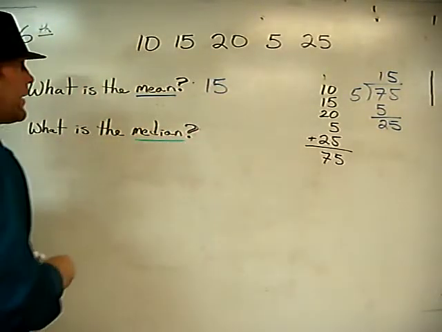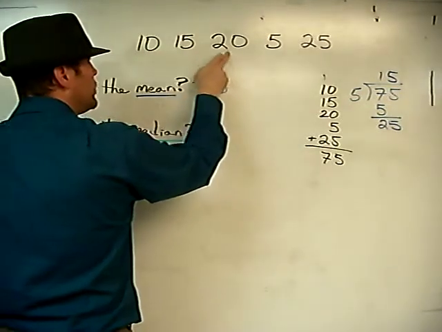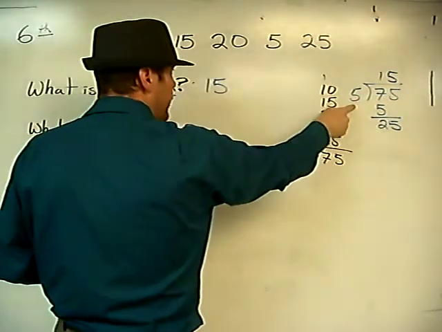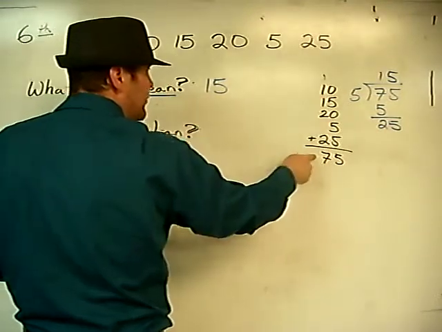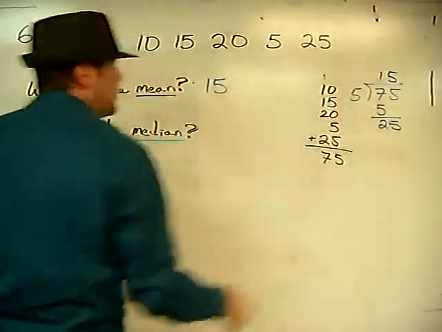Once again, how did we get that? 1, 2, 3, 4, 5 numbers. That's why we divide by 5. Add up the numbers. We get 75. 75 divided by 5 gives us our 15.